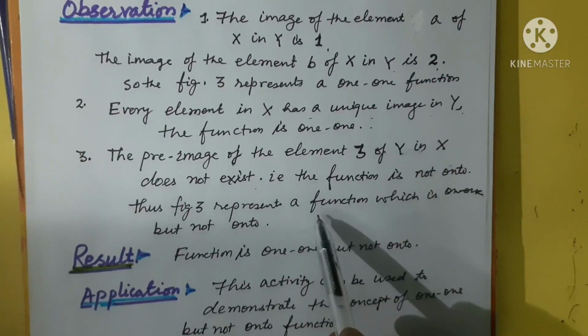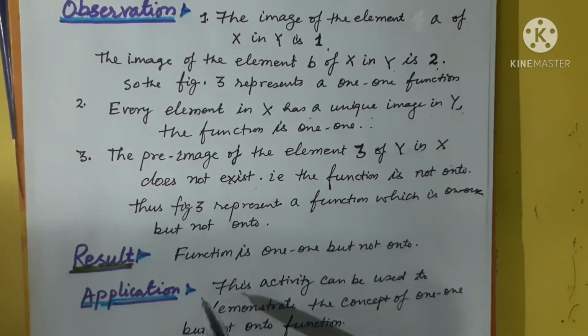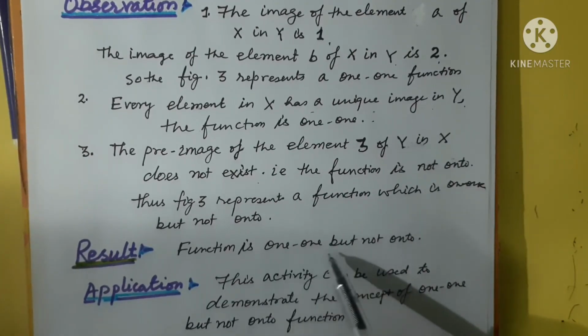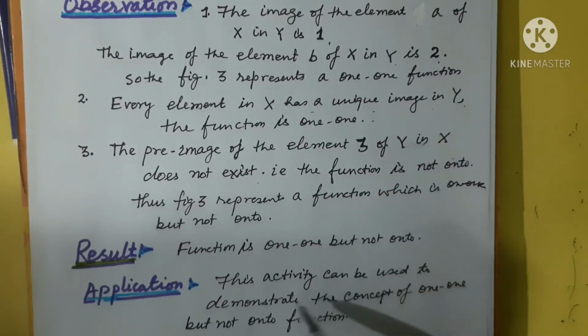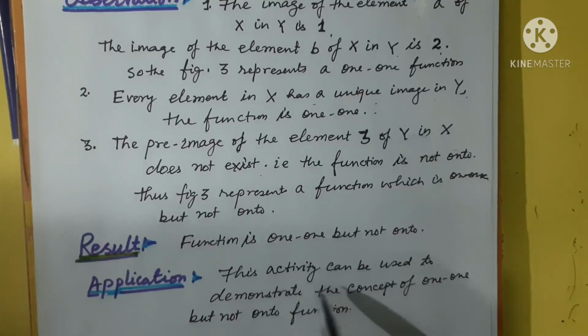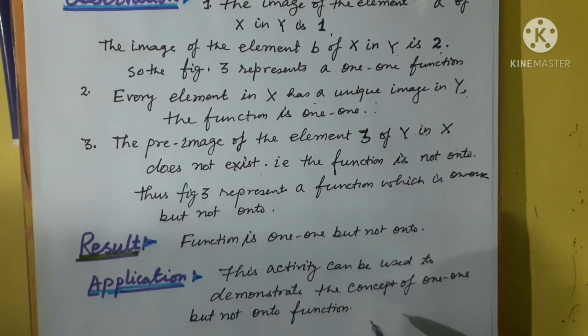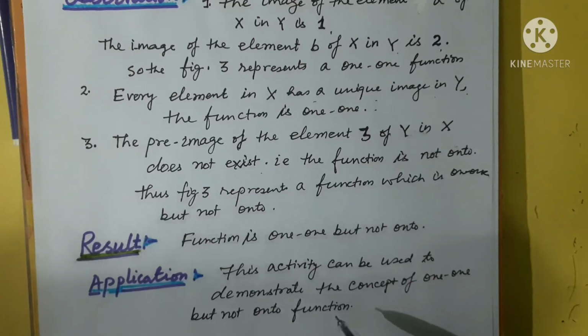Thus figure 3 represents a function which is one-one but not onto, and the result is that the function is one-one but not onto. And as for the application, this activity can be used to demonstrate the concept of a one-one but not onto function. So this is all about activity number 4, in which the function is one-one but not onto.